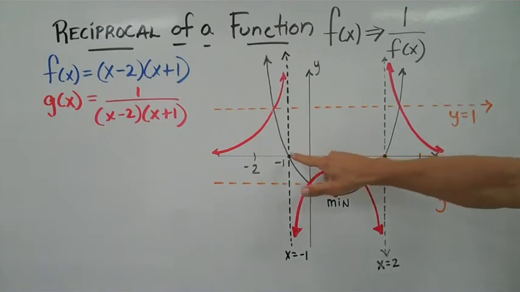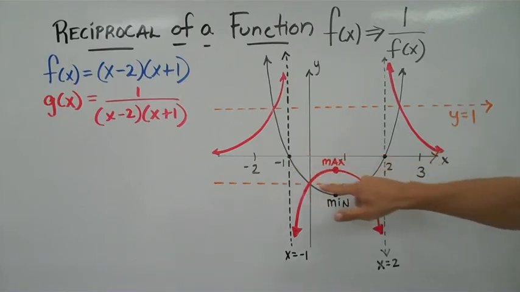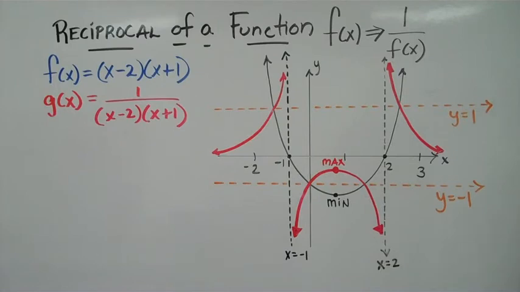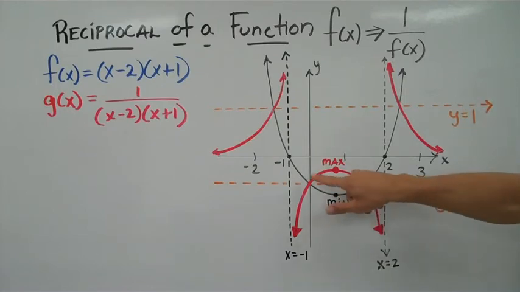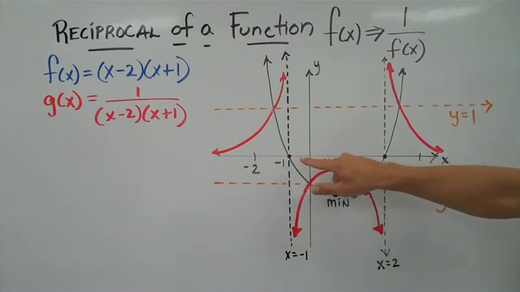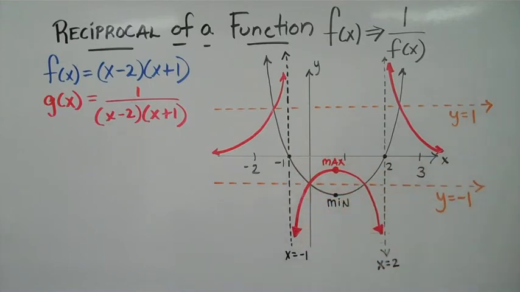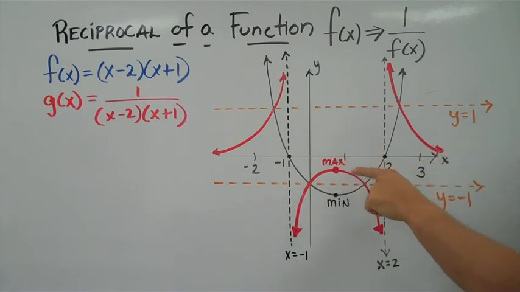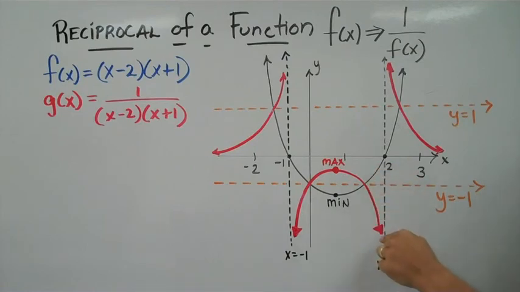Similarly, when our black curve, our original curve, is a negative value, our red curve will also be a negative value. As the black curve goes towards 0, then 1 over 0 goes towards infinity, in this case, negative infinity. As the black curve goes towards a y value of 0, then the reciprocal curve also goes towards infinity, in this case, negative infinity.